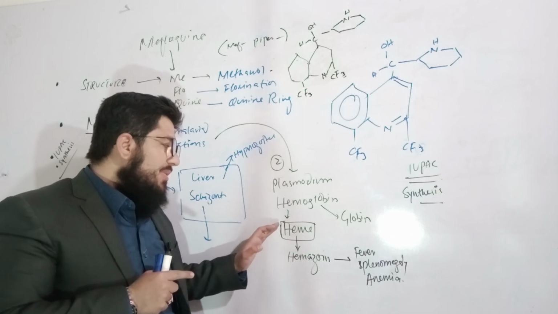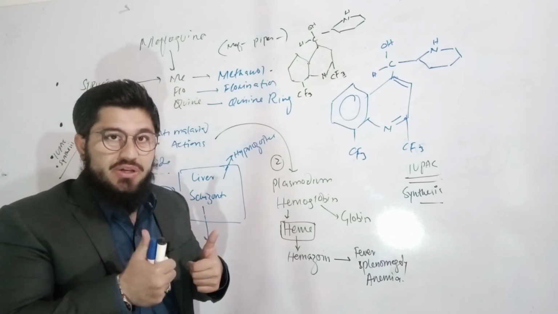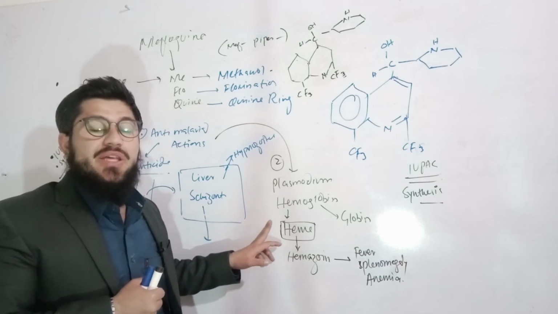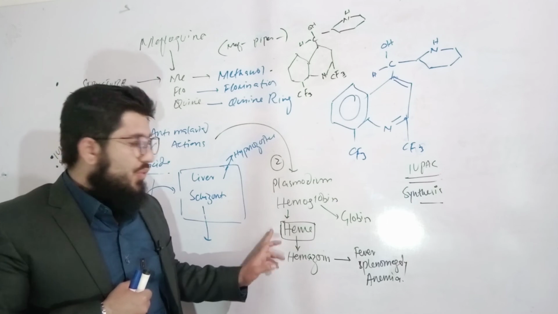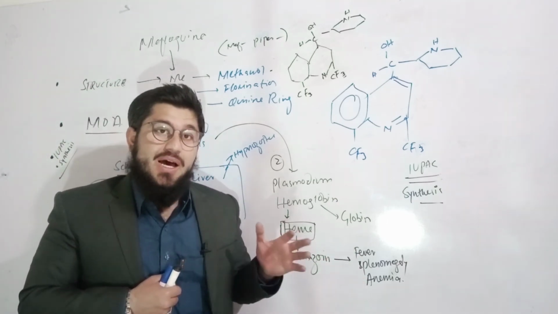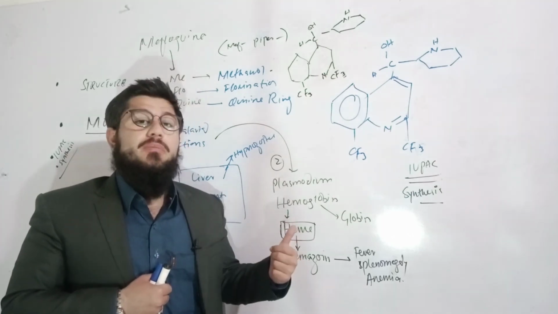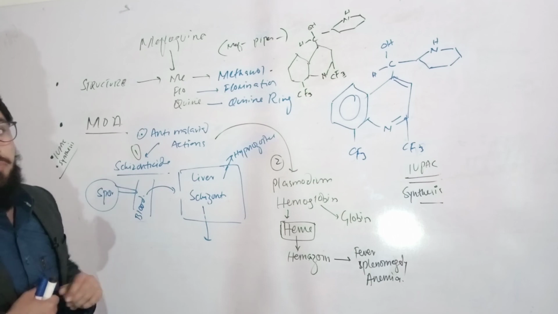So if we inhibit the conversion of heme into hemozoin, we will achieve a block of the pathway or the action of the plasmodial parasite. Got it? That is what will happen. We will get no fever, no splenomegaly, no anemia. Meaning in short, we have somehow protected ourselves from malaria. This is, in short, the mechanism of action of mefloquine.